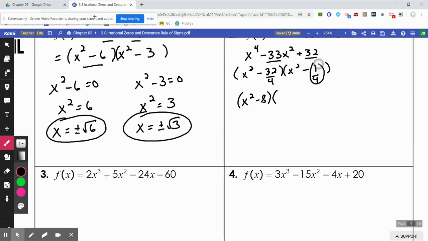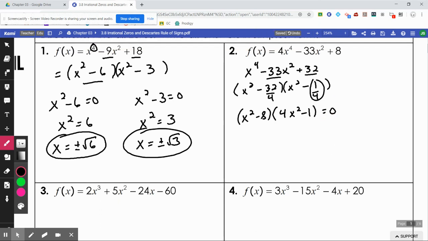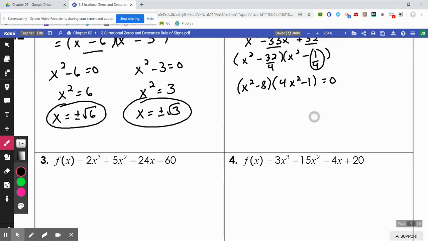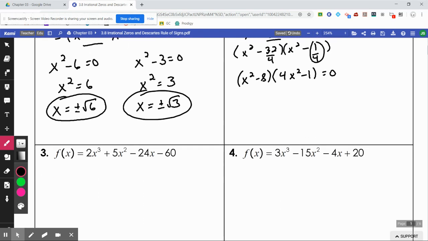This does not divide or reduce, so slide the 4 back to the front. And here is your new function. Again, we set it equal to 0 so that we can find our roots. Now, this will factor again, and you could do it either way. So let's go ahead and factor that one more time.